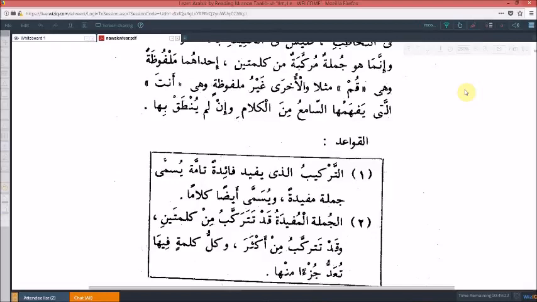Okay, al-Qa'ida al-Ula, the first rule. Qa'ida is rule, Qawa'id rules. التركيب الذي يفيد فائدة تامة يسمى جملة مفيدة ويسمى أيضا كلاما. The first rule is that the combination of words which benefits a complete benefit, meaning it gives the reader a complete benefit.